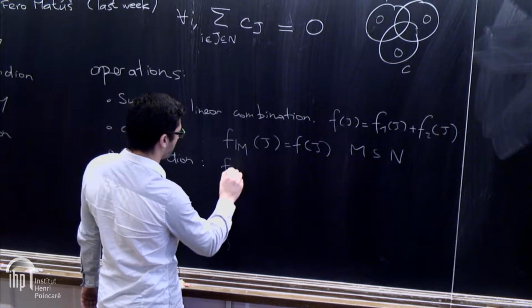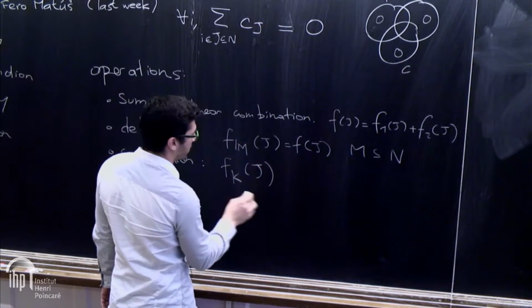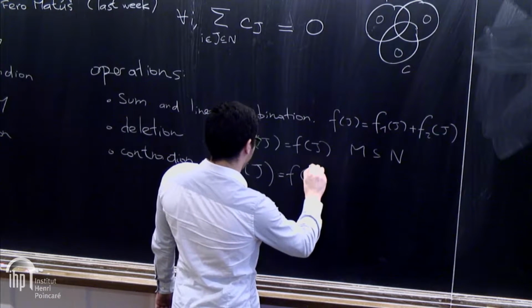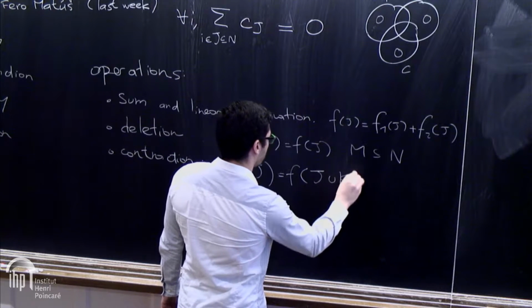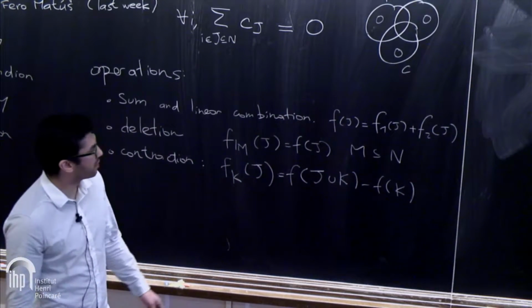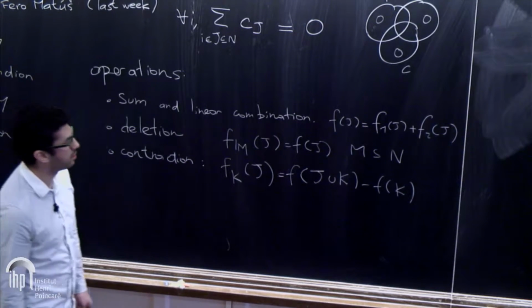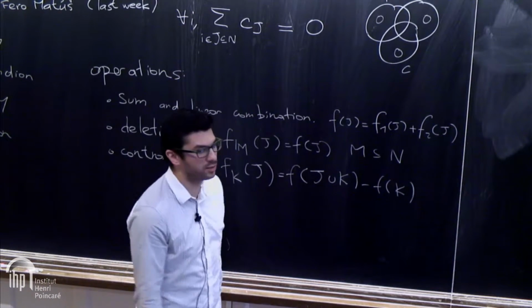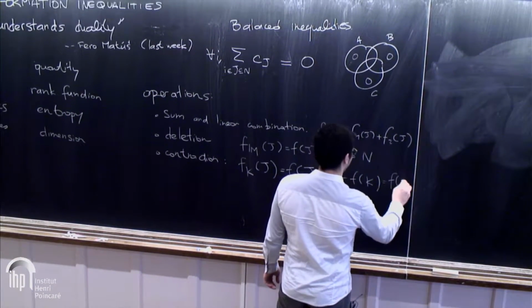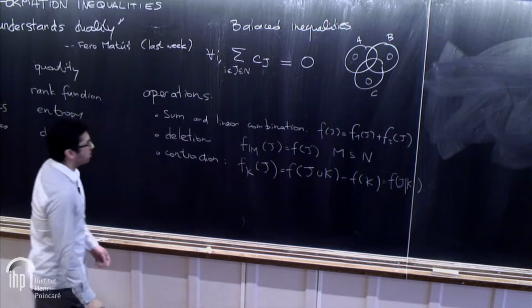So the definition of contraction: you contract a subset K, and then you take this formula to be the contraction. It takes some time, but you can see that it's also a polymatroid. Sometimes I like to call this f of J given K.